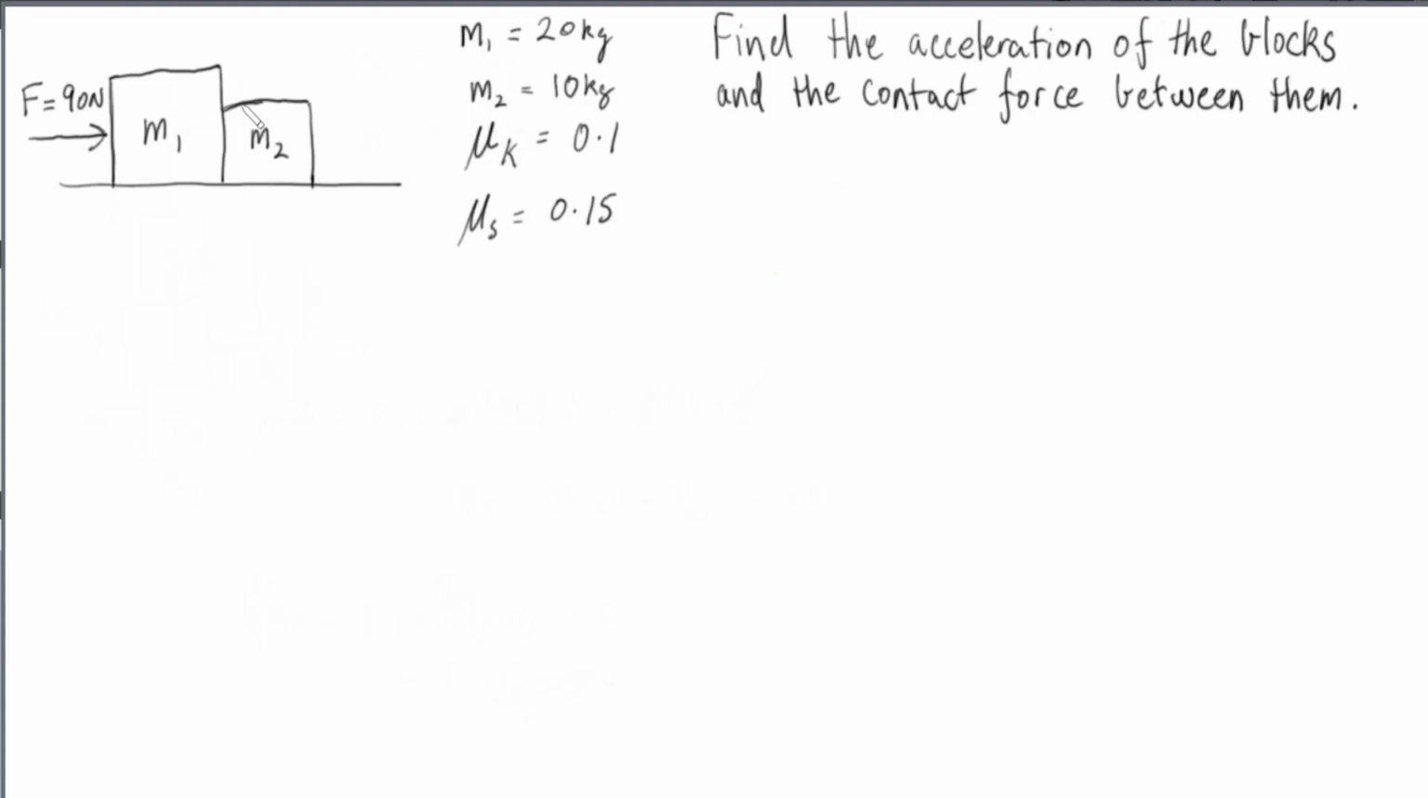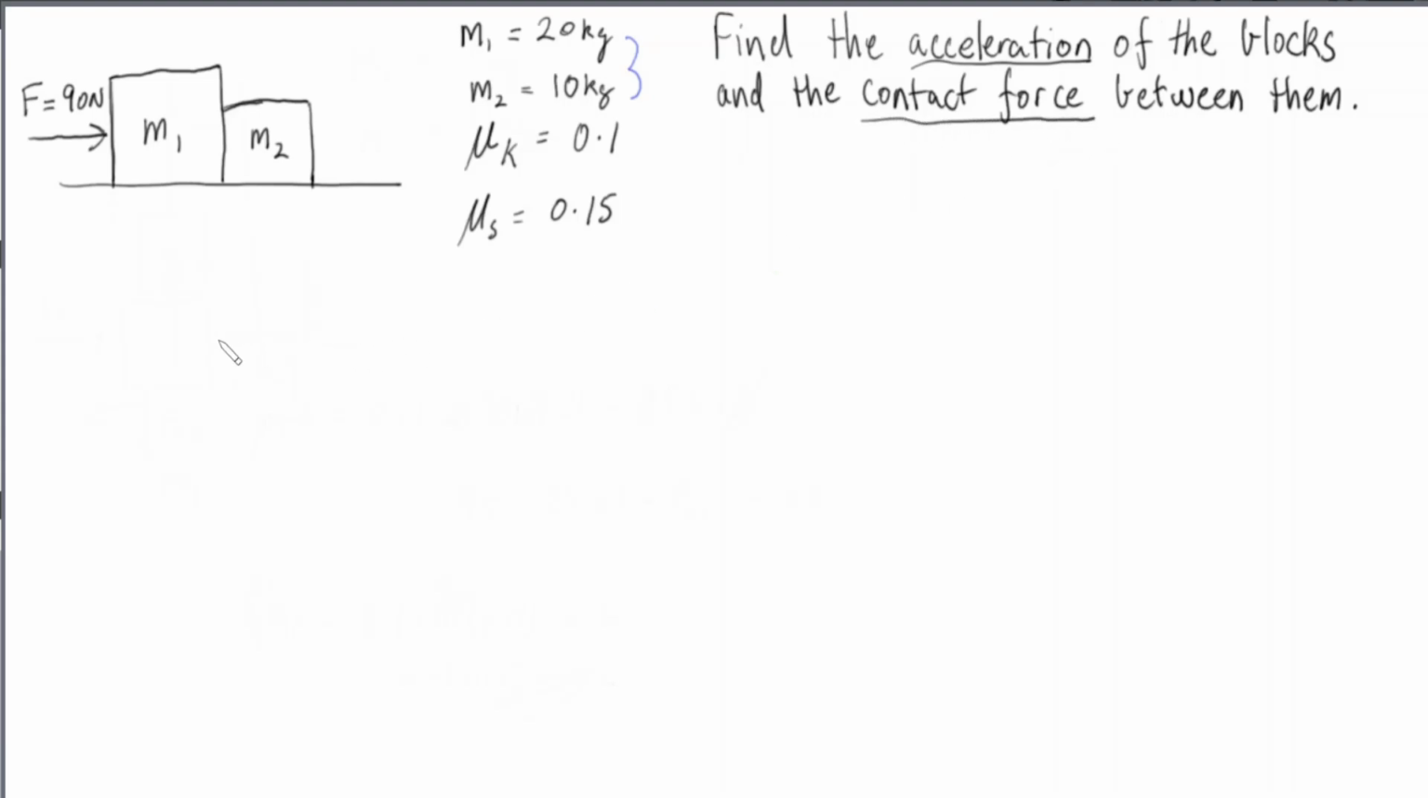in which we've got 2 blocks that are in contact with each other, and they're being acted upon by a force of 90 newtons towards the right. And all our other variables, such as our masses and our frictional coefficients, have also been given. And we're meant to find out the acceleration as well as the contact force between the 2 blocks.